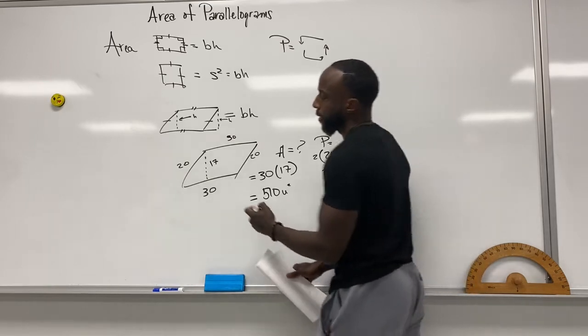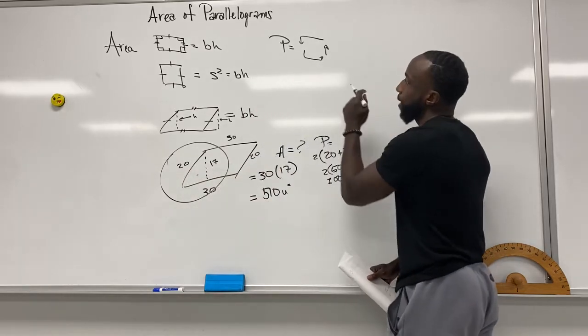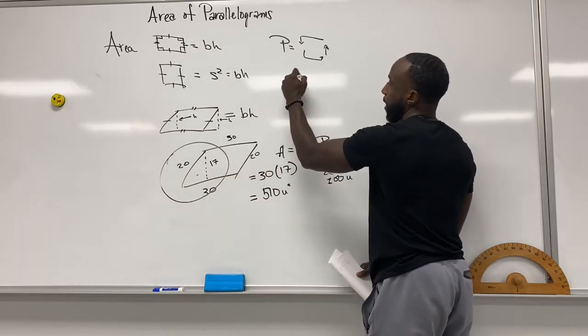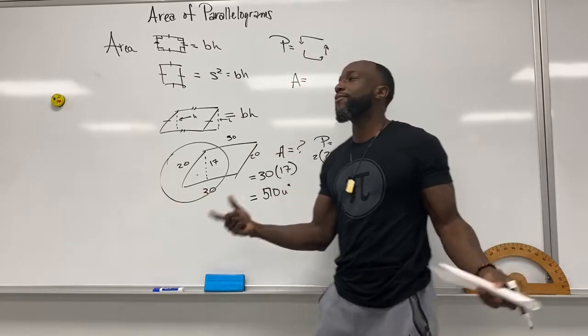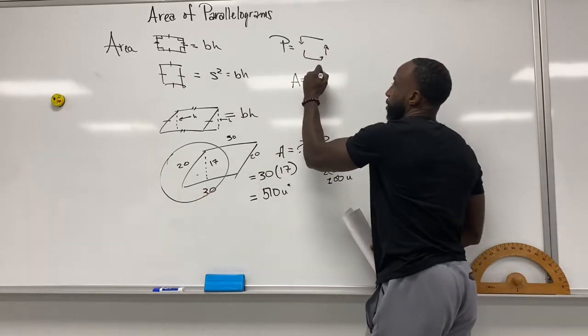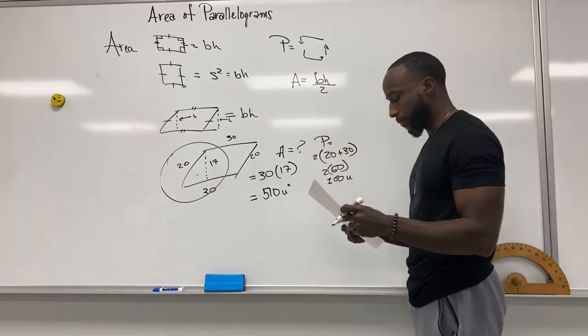What did you notice here? If you look at a parallelogram, what you see is a triangle here. So let's talk about the area of a triangle. The area of a triangle is essentially half of the area of a four-sided figure. So the area is going to be base times height over 2.